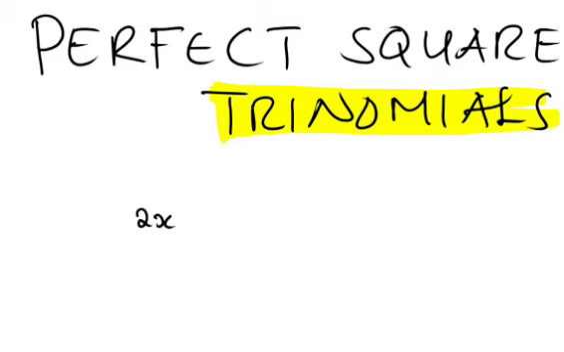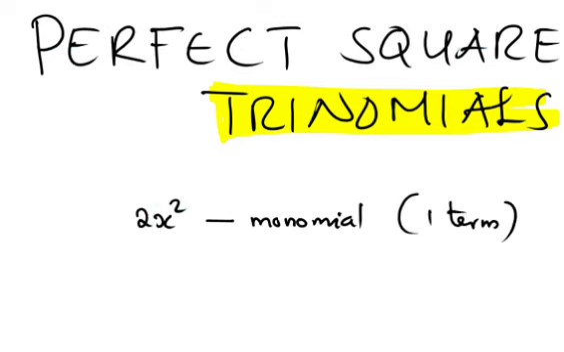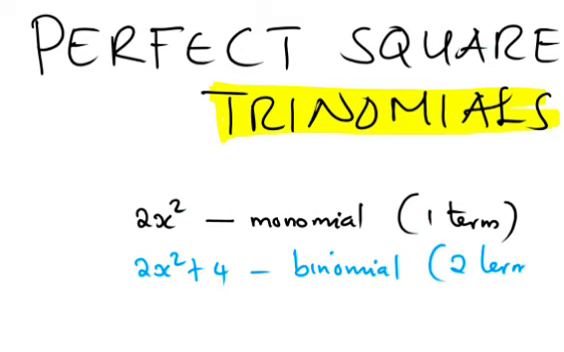Let's say 2x squared. This would be a monomial, because we have here one term. And if you add or subtract two terms, for instance, let's say 2x squared plus 4, this would be a binomial, because we have two terms, the sum or the difference of two terms.